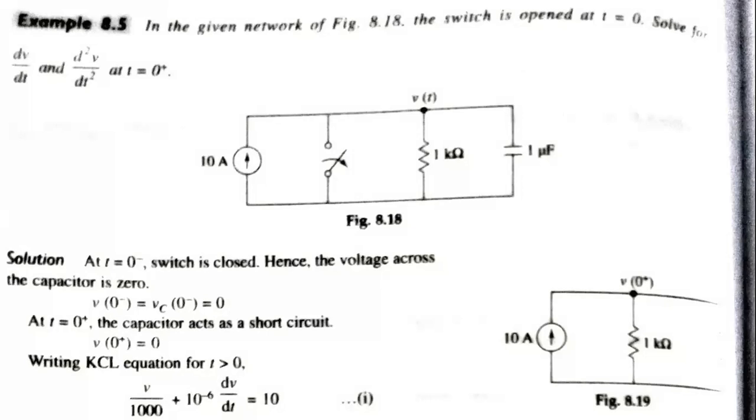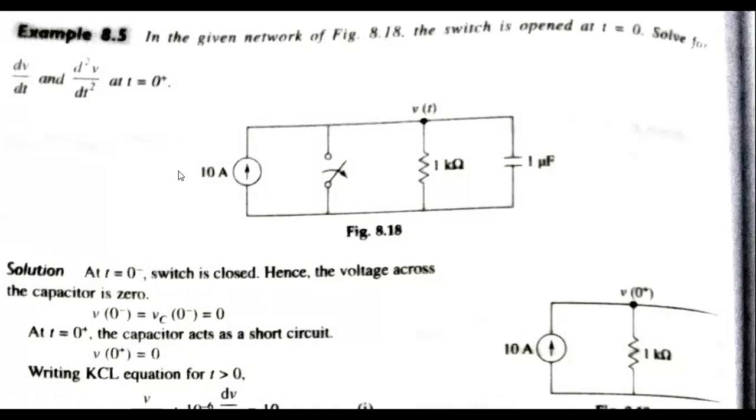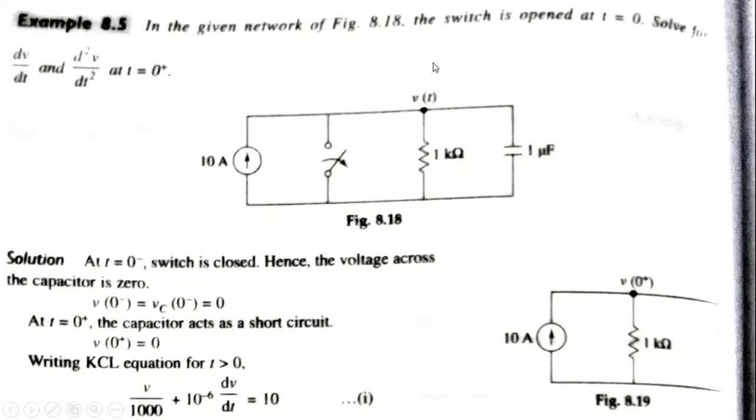In the circuit shown below, the switch is opened at t is equal to 0. Solve for dv by dt and d square v by dt square at t is equal to 0 plus.